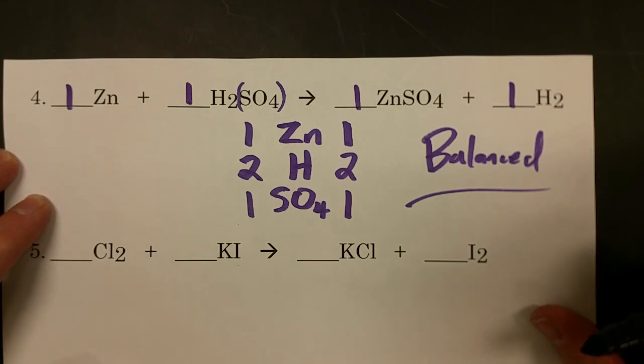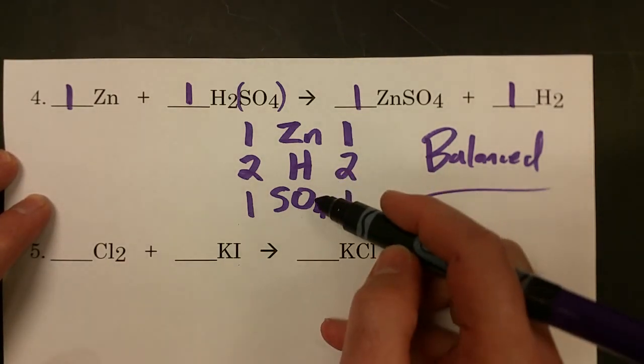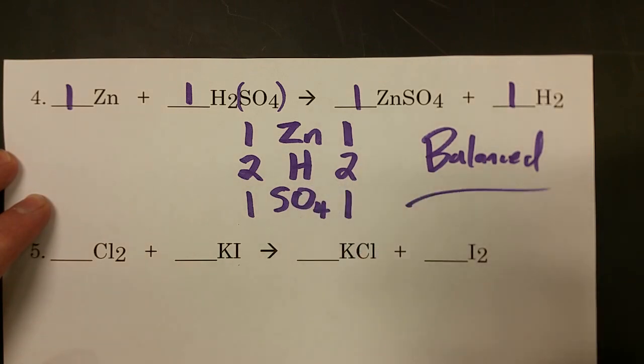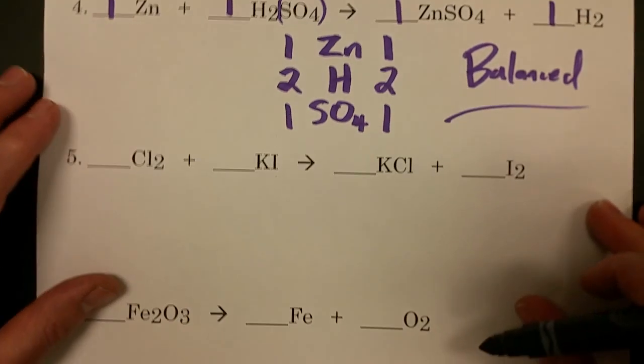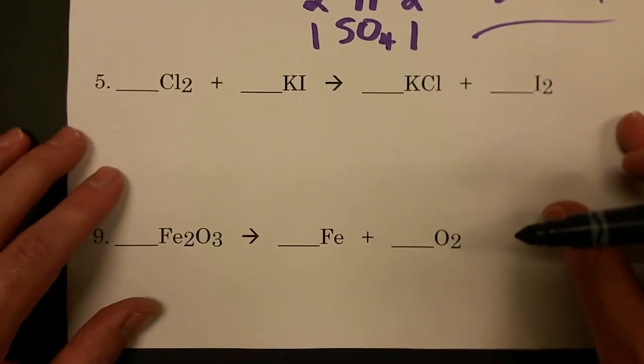So we didn't have to do much with that one, but it was a little easier than it looked by considering this polyatomic ion as one thing. Now let's move on to another one, which you actually will have to balance. This is number 5.